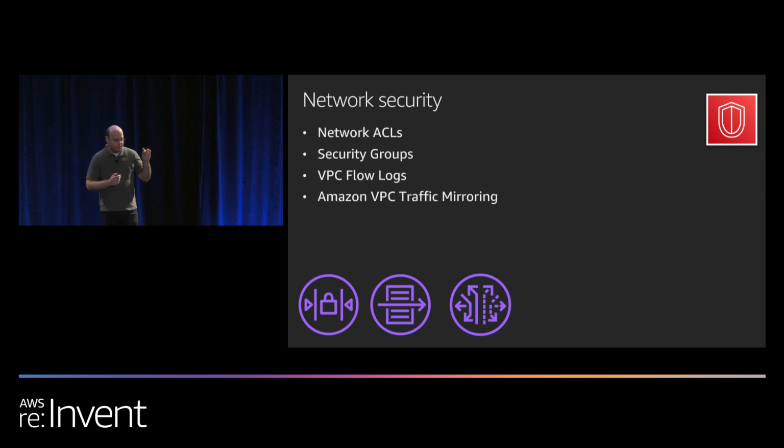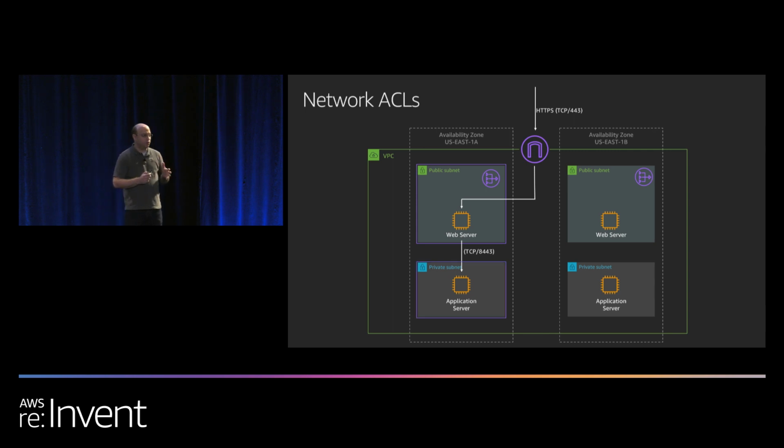Thing number 4 is network access control lists. Network access control lists wrap subnets within your VPC and define the allowable flow of traffic. Network access control lists are stateless. You can provide allow and deny statements, and those statements are evaluated in a set order that you define. By default, Amazon provides you a network access control list that allows all traffic inbound and all traffic outbound.